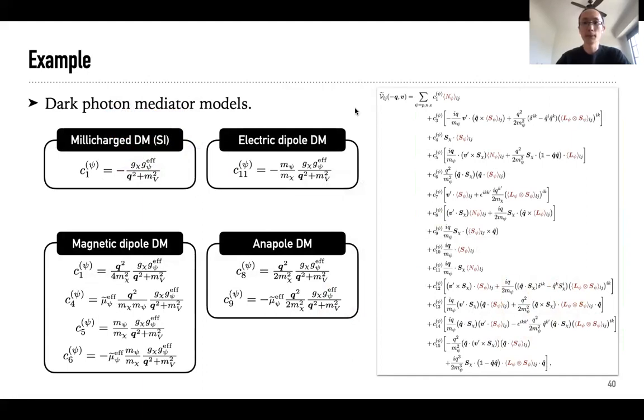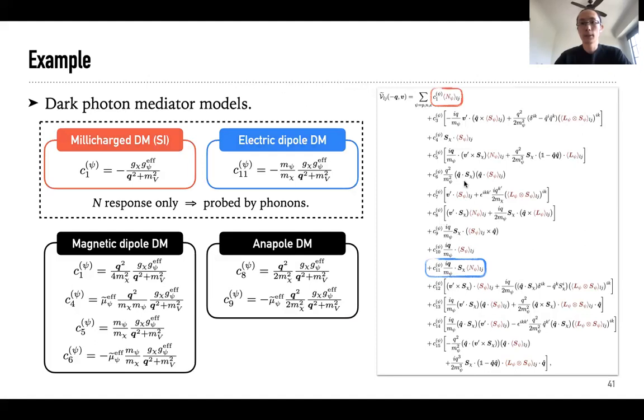So the examples that we looked at earlier in this talk are the dark photon mediator models. We talked about 4 models: the spin independent, the electric dipole, magnetic dipole, and anapole models. So we have already worked out the coefficients of the non-relativistic effective operators. And now we can plug these into this master equation for the effective scattering potential. But of course, we first need to find out the terms that are generated.